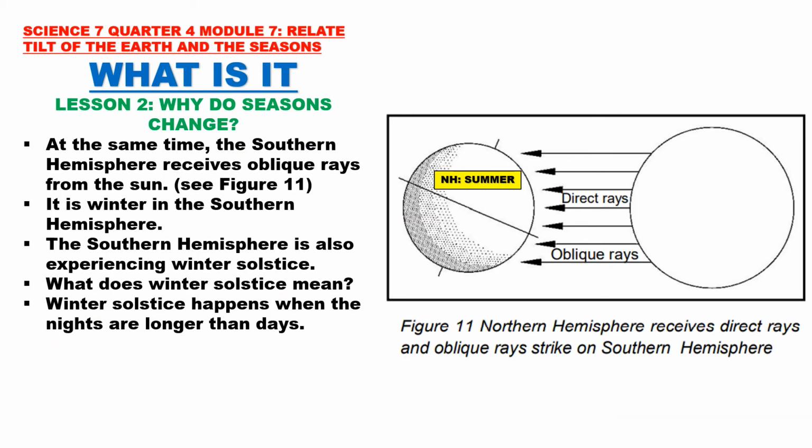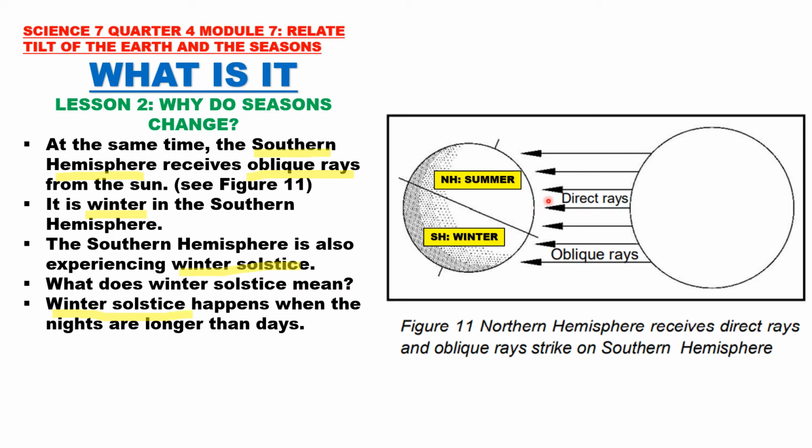At the same time, during the month of June, the southern hemisphere receives oblique rays from the Sun. It is winter in the southern hemisphere. The southern hemisphere is also experiencing winter solstice. What does winter solstice mean? Winter solstice happens when nights are longer than days.